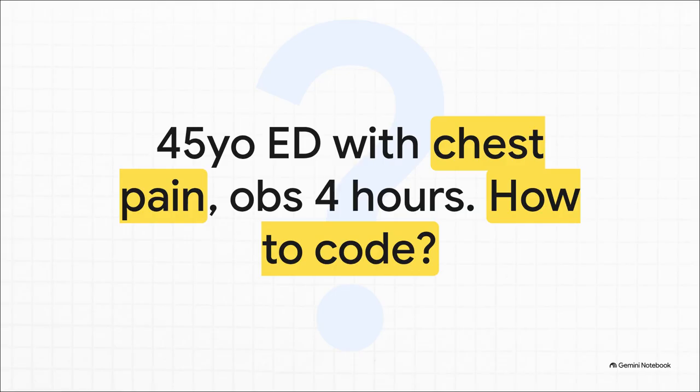Let's look at trap number 2, which tests your emergency department knowledge. A 45-year-old comes into the ED with chest pain. An ECG is done, it's normal, the patient is observed in the ED for 4 hours, and then discharged. Do you see the trap here? It's the 4 hours of time mentioned. That right there is a classic distractor.